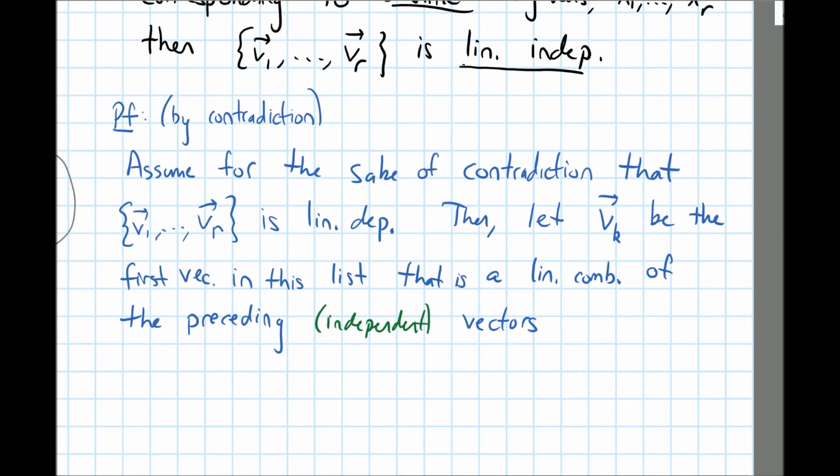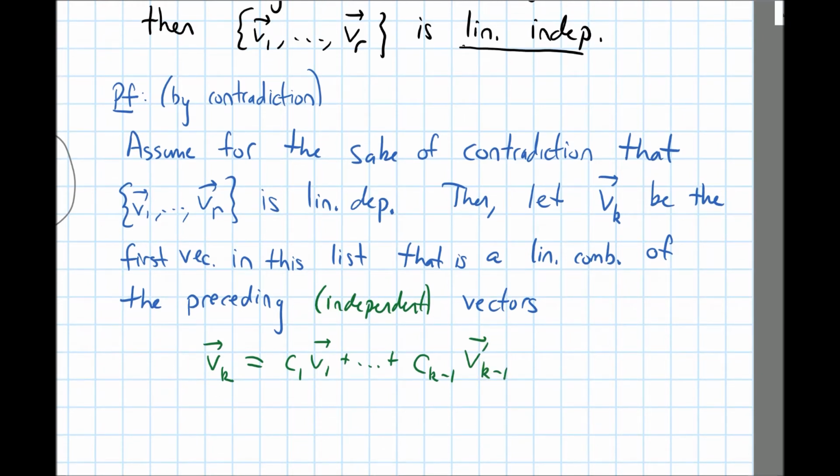So what that would mean is that there's some vector Vk in that list that's a linear combination of the vectors before it. So C1 V1 plus ... plus Ck minus 1 times Vk minus 1. So Vk is a linear combination of the vectors before it. And we're also saying that the set of vectors V1 up until Vk minus 1 is linearly independent.